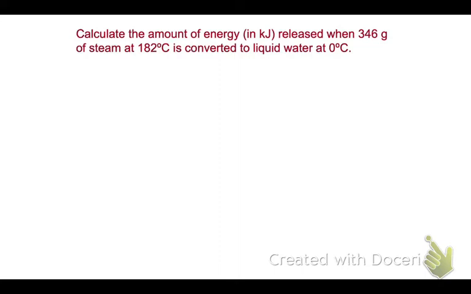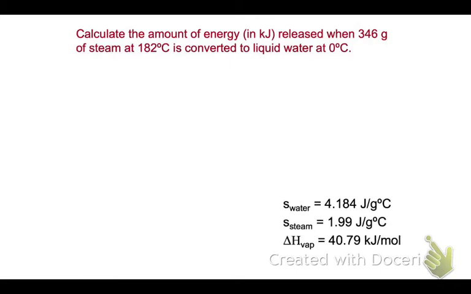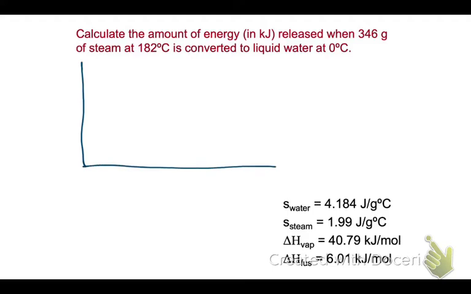Calculate the amount of energy in kilojoule released when 346 grams of steam at 182 degrees Celsius is converted to liquid at 0 degrees Celsius. In order to be able to solve this question for you, we do need to learn something that we call the heating curve. So please pay attention to what a heating curve looks like.